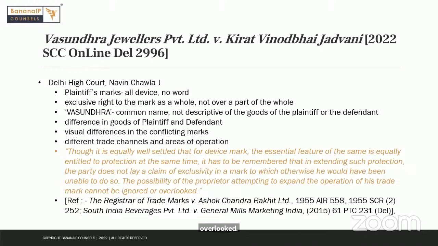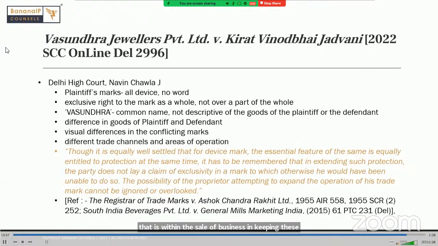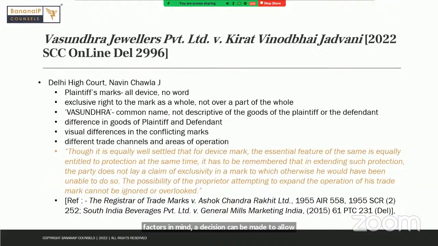Keeping this observation in mind, the case was decided in favor of the defendant, Kirat Vinod Bhai Jadwani, stating that mere similarity in the literal element of device marks is not enough if there are visual and other differences in terms of mode of operation, areas of operation, the trade channels, the customers catered to, and the geographical area within the sale of business. Keeping these factors in mind, a decision can be made to allow registration of two similar literal elements of device marks in different classes.